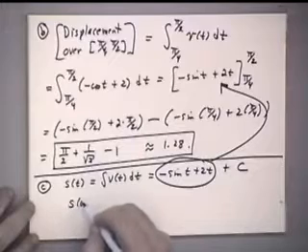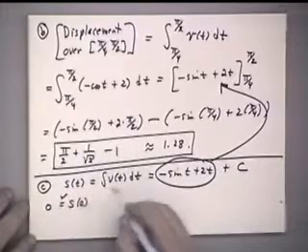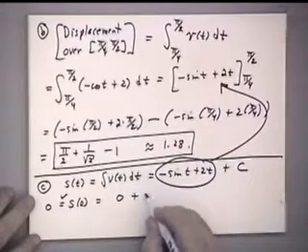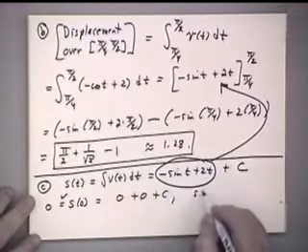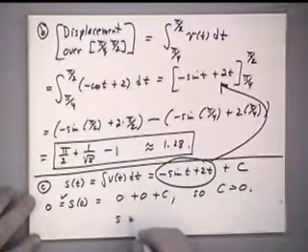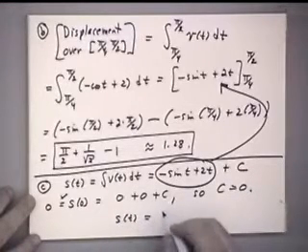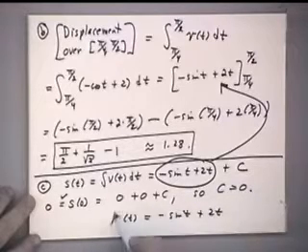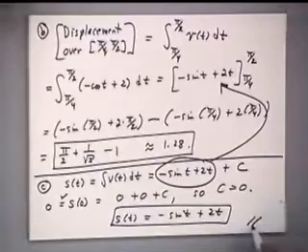Let's see. In this case, the initial position was actually given to be 0. So if I put t equals 0 in here, I get 0 plus c. So in this case, the c turned out to be 0. But it won't always. And that means that the position function is minus sine t plus 2t. And that's what you were looking for, and I hope that that's what you got also.